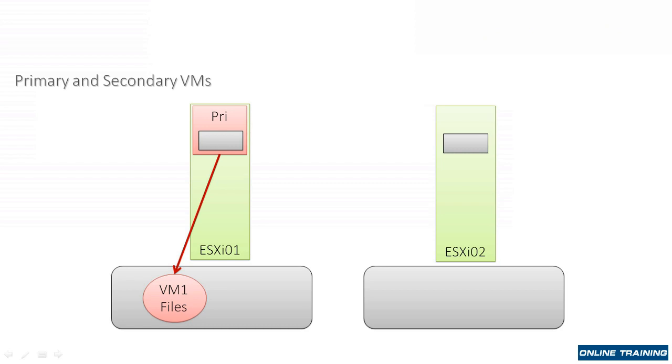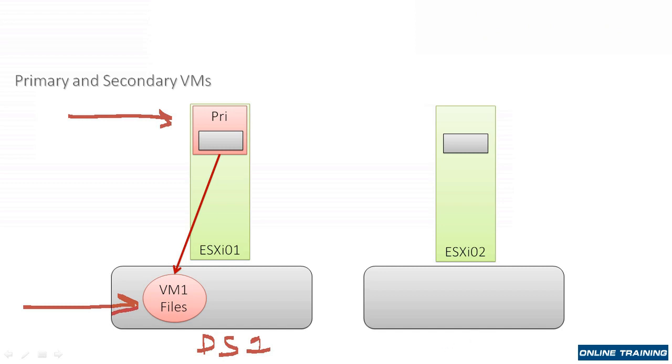So let's take a look at how this works. All right, here's my primary VM running on host ESXi01. And my virtual machine's files are located on this data store. We'll call it data store 1. So I've got my virtual machine and my set of virtual machine files, and my VM is fine. It's up and running. Everything's good.